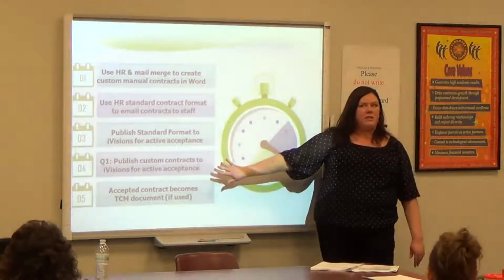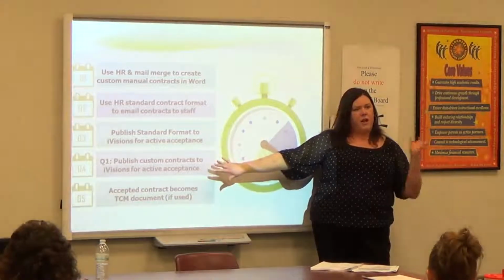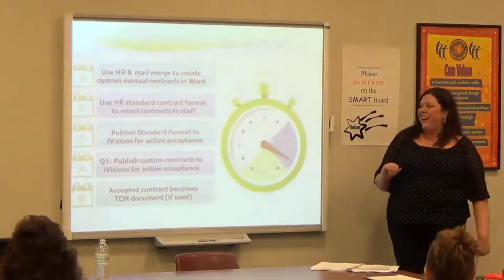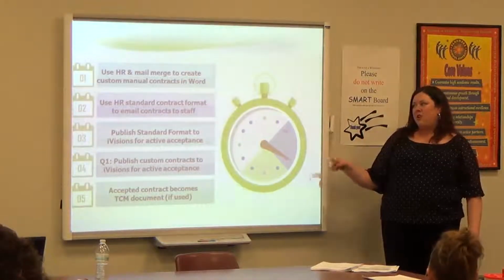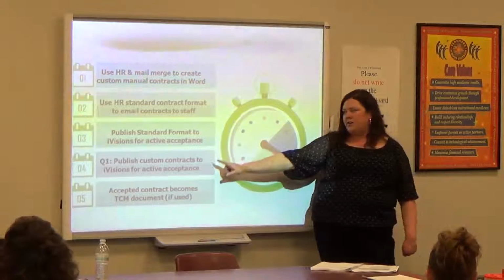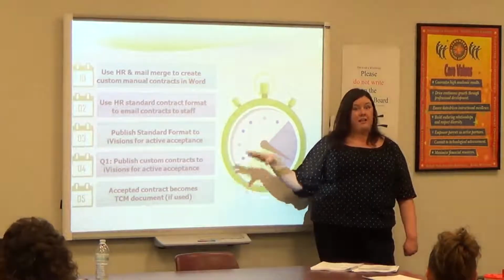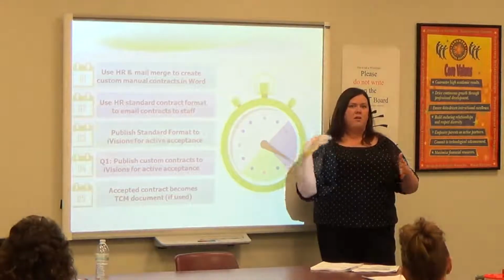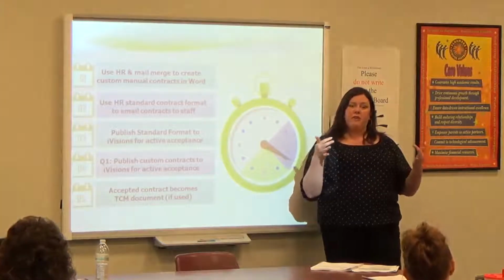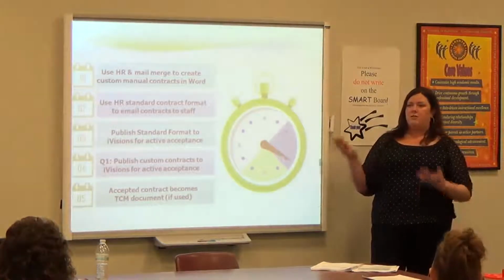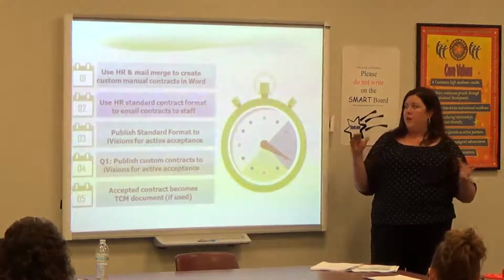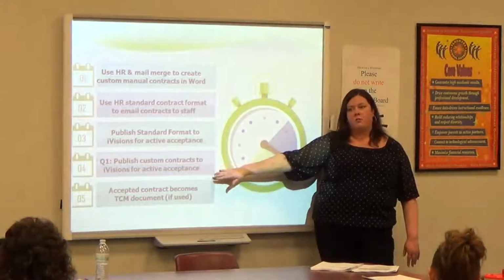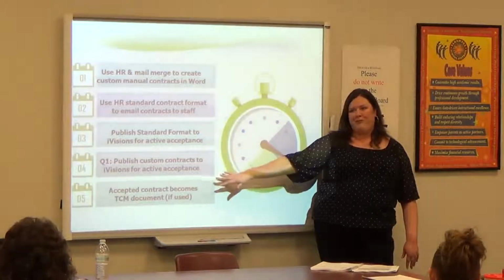With the Q1 release, which is coming out at the end of February, beginning of March, ish, we're going to have a new feature where you can publish custom contracts to iVisions. So you'll still be able to get that active acceptance, but you'll be able to do a little bit more, like add your logo. You'll be building it from within the HR module, the design of it, and then you'll be able to get that custom look and feel, and still have a record in iVisions of who has reviewed it, who's accepted it, who you haven't heard back from, so you can follow up with that.